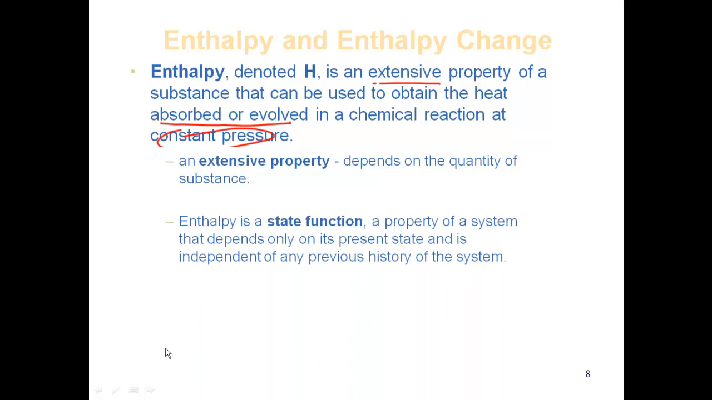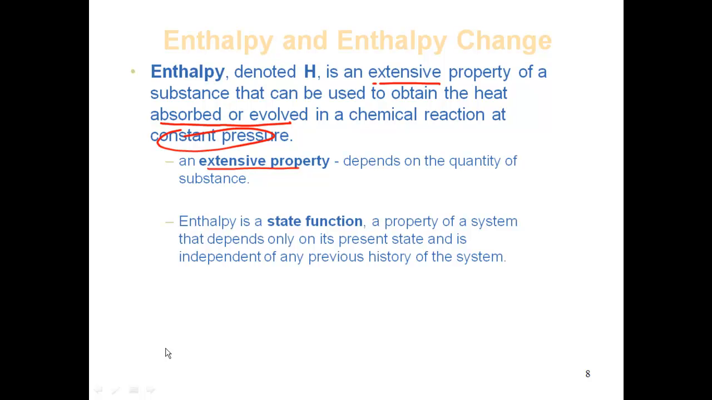Enthalpy is a state function, which means a property of a system that depends only on its present state and is independent of any previous history of the system. Since it's a state function, all I care about is where it starts and where it ends. I don't care what happens in between.